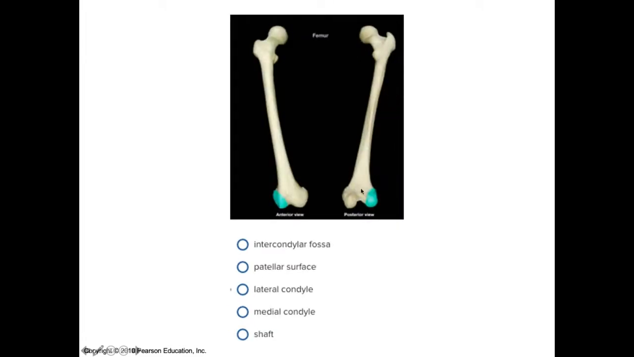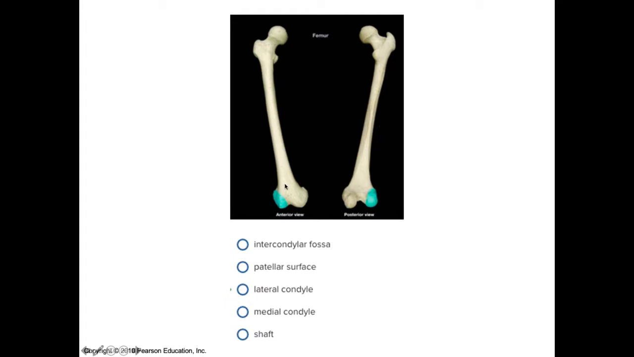Here is the longest bone in the body, the femur. Let's look at some of the major landmarks here. This is the head of the femur. This is the neck of the femur. Here's the greater trochanter, the lesser trochanter. Now the humerus has a greater and lesser tubercle. That's of the arm. But the thigh has a greater and lesser trochanter.